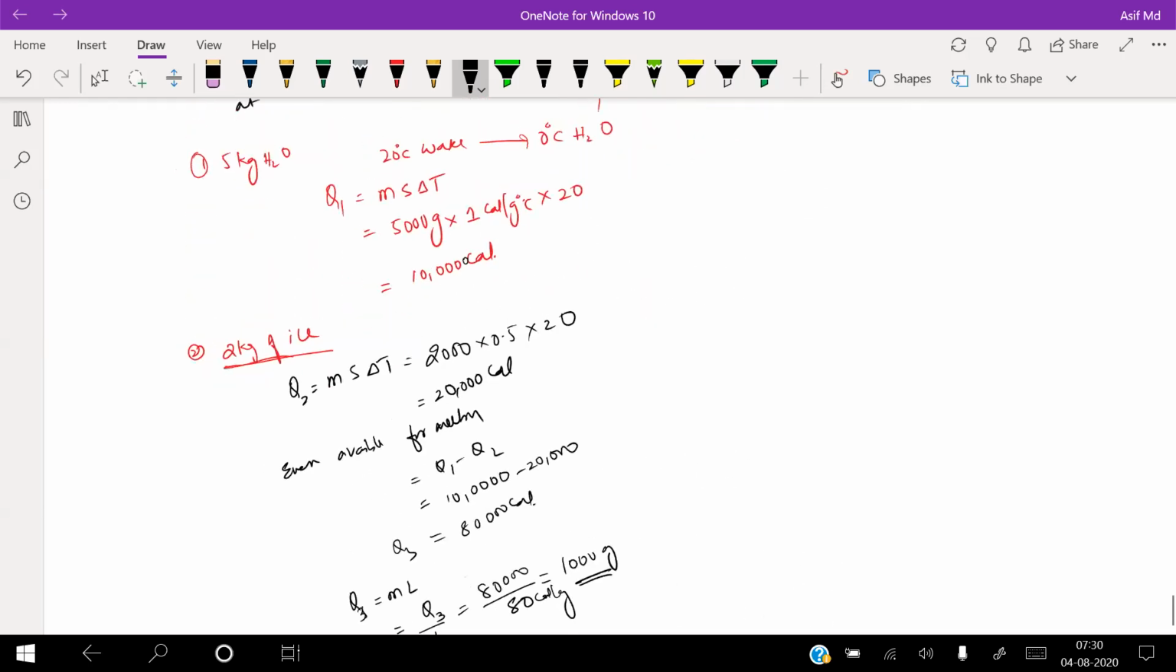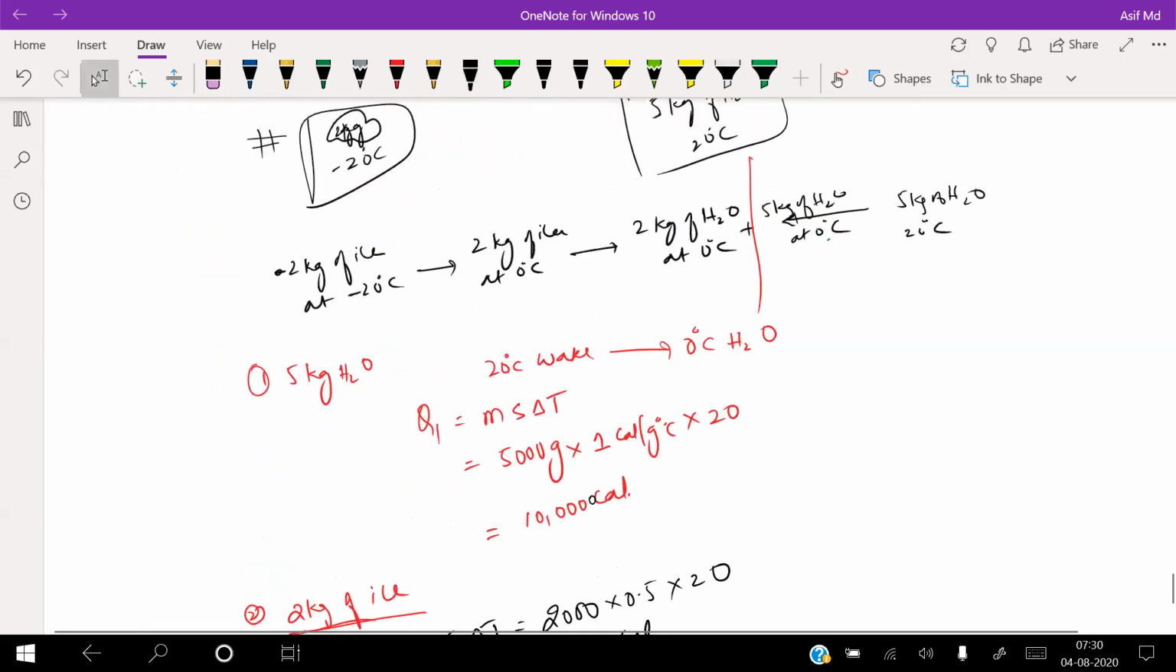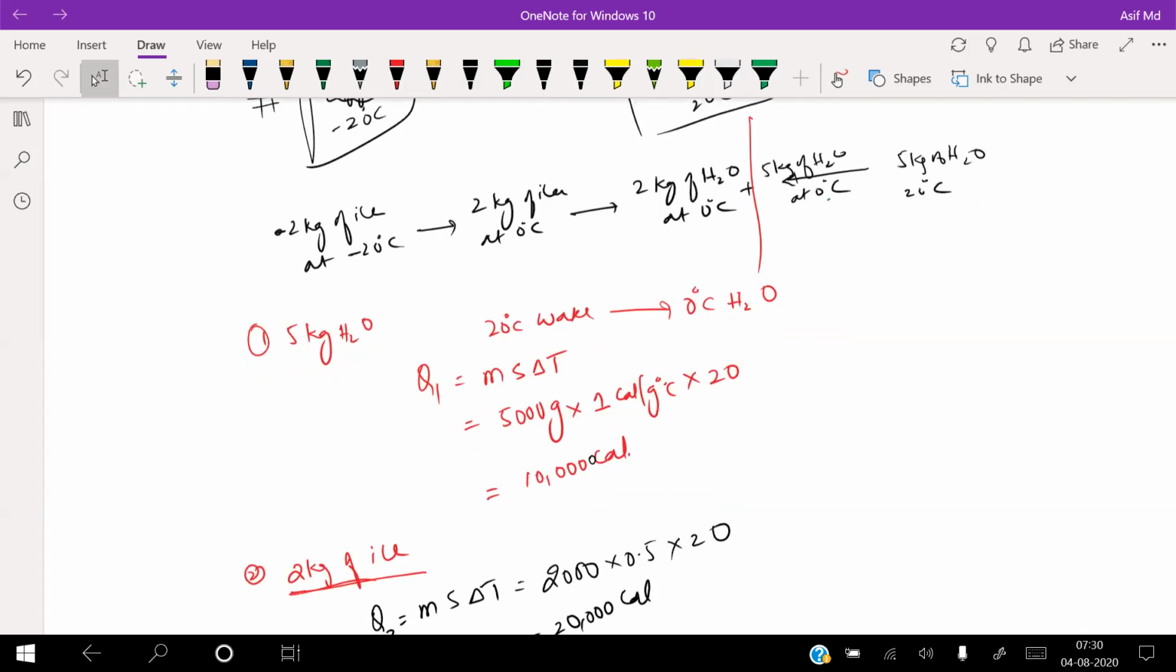Malasar Sir, చెప్పండి. Actually, I thought to do it like this, sir. MS delta T plus ml of ice is equal to again MS delta T of the 5 kg water. Is that correct, sir? Okay, na?